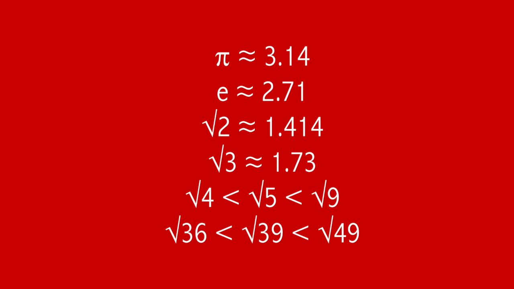Similarly, 39 lies between 36 and 49. Therefore, root of 39 lies between root of 36 and root of 49. Therefore, root of 39 lies between 6 and 7. This is quite a useful tip that might be useful somewhere.